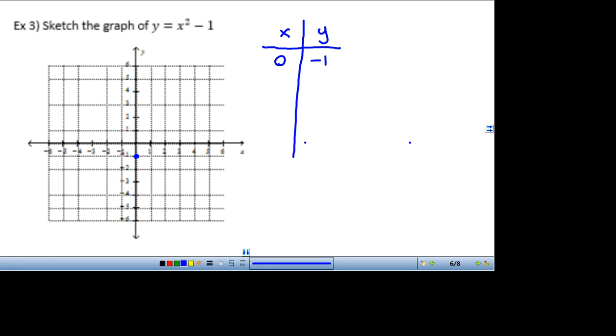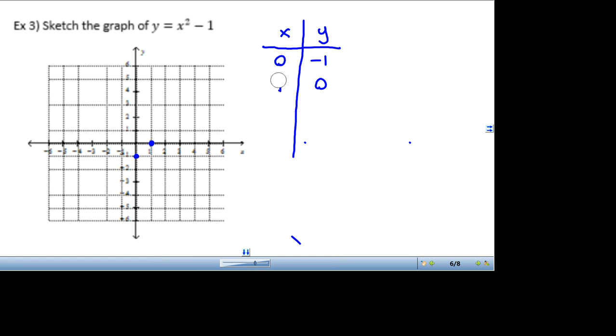Next thing I've got, let's try if x equals 1. So I got 1 squared minus 1. Well, 1 squared's 1, minus 1, and that's 0. So if x is 1, y is 0. I plot it right there.